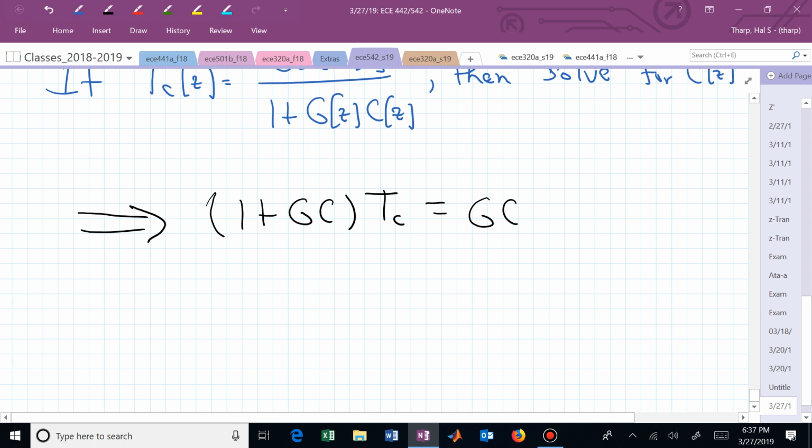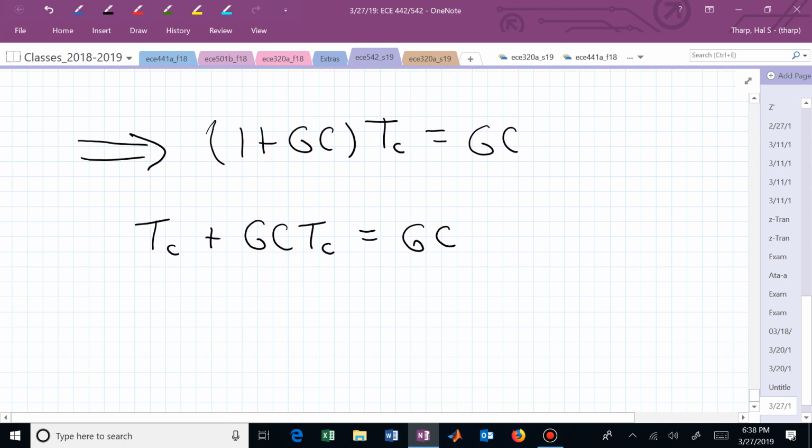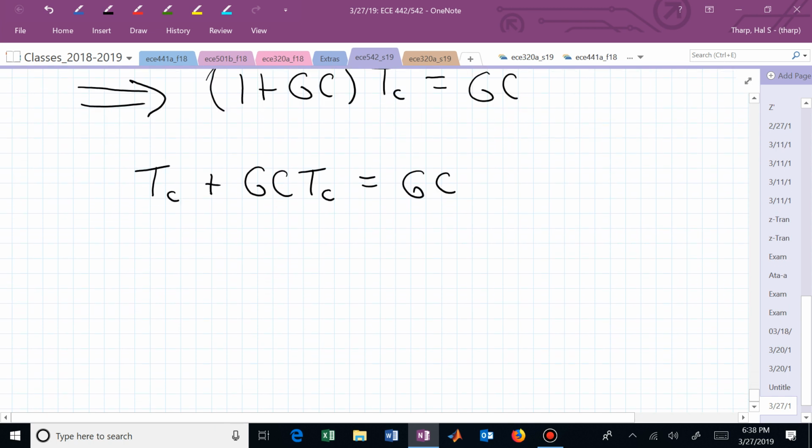Distribute the T sub C across the two terms on the left, and we have T sub C plus GC T sub C is equal to GC. And what are we trying to do? We're actually trying to now pull out C of Z from this expression.